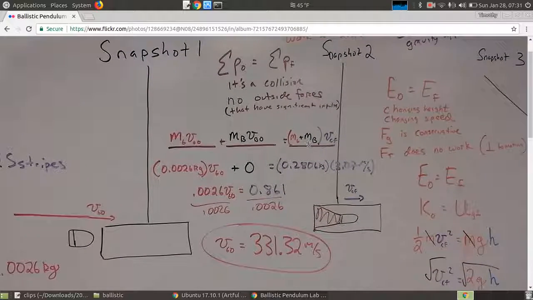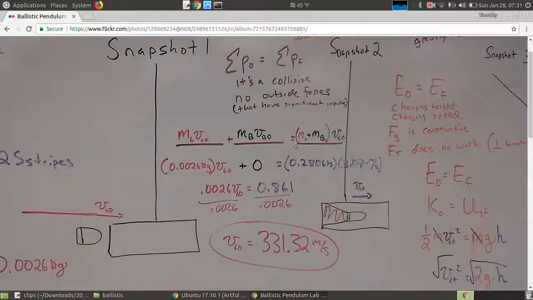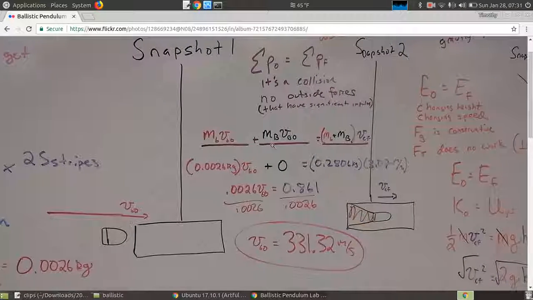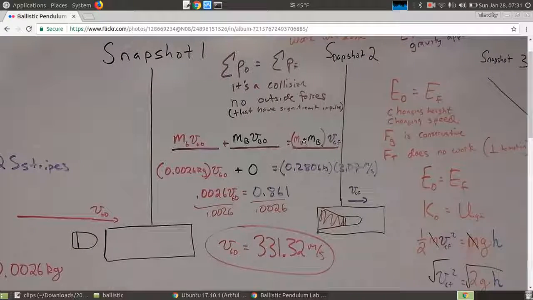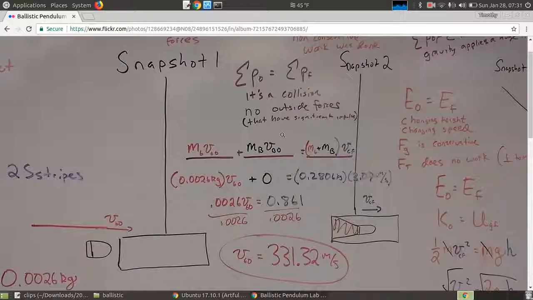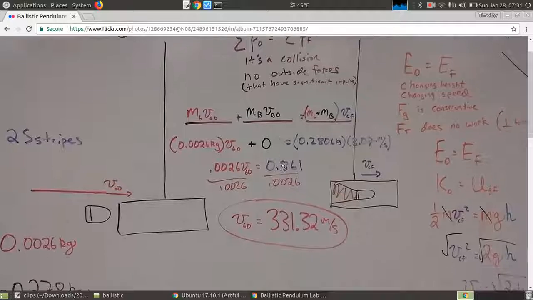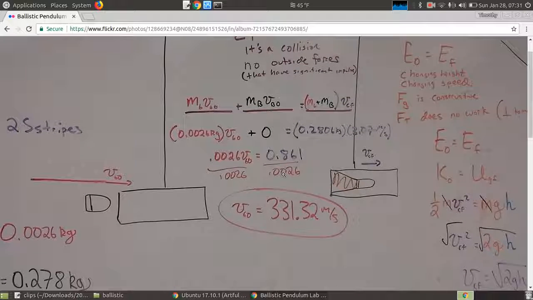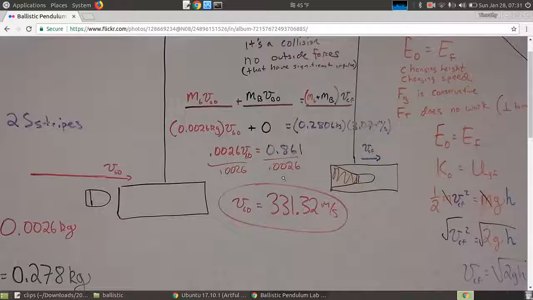To go between snapshot 1 and snapshot 2, we said that would be conservation of momentum. And we had 2 objects before and 1 after. So there's their momentum equation. So that gives us an original velocity of the bullet of 331.32 meters per second.